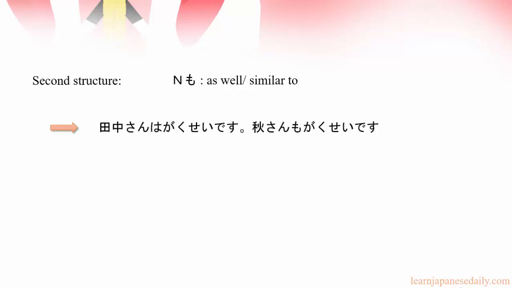The second sentence I want to introduce to you is a sentence meaning as well or similar to. The structure of the sentence is N1 は N2 も. We use it when we want to represent the second clause same as the first, and of course in the sentence we have two clauses. For example, Tanaka is a student. Aki is also a student. We will say, 田中さんは学生です. Akiさんも学生です.